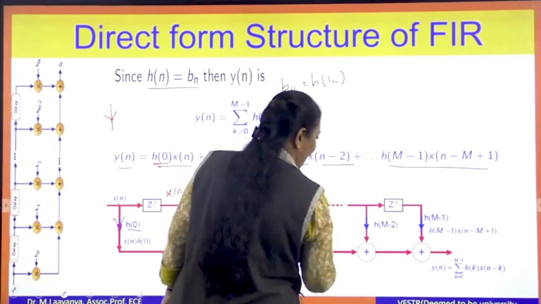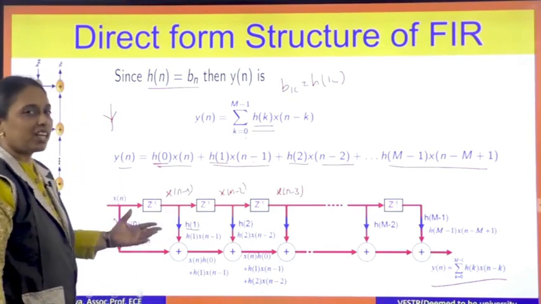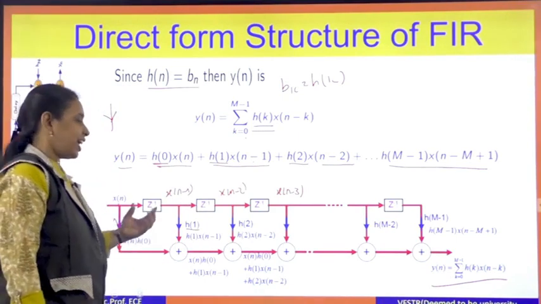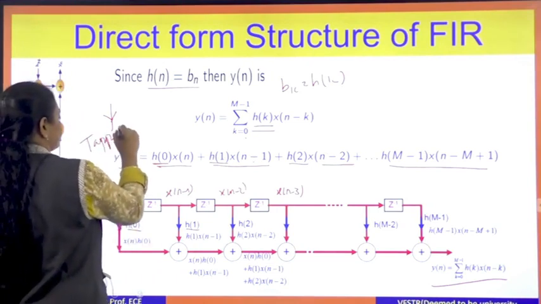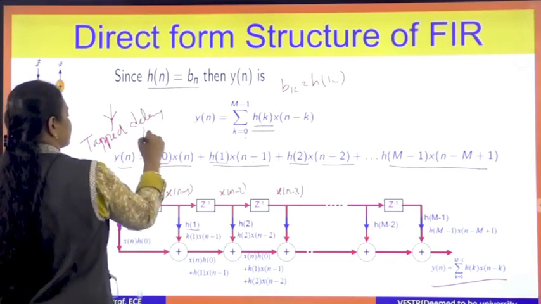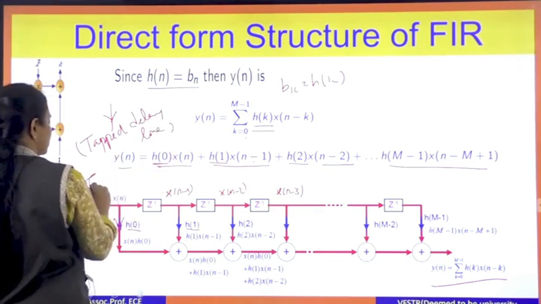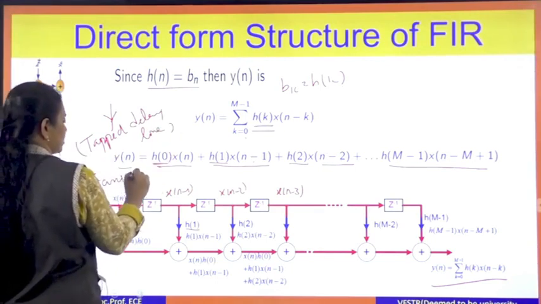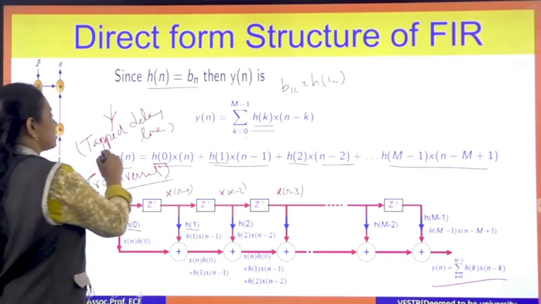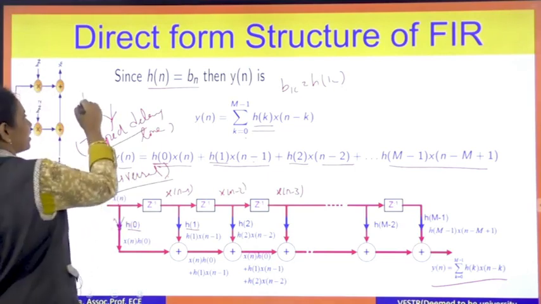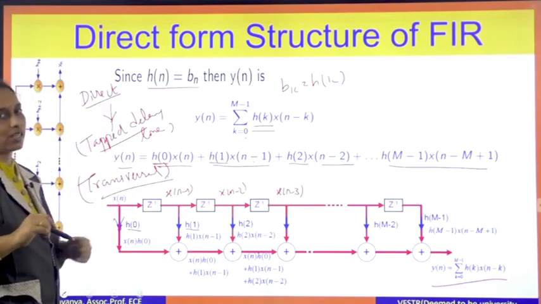If I delay it and add everything, I will get the equation summation k varying from 0 to m minus 1 h of k into x of n minus k, and this structure is called the tapped delay line structure. It is also called the transversal structure, and otherwise it is called the direct form structure. These are the different names for this particular structure.